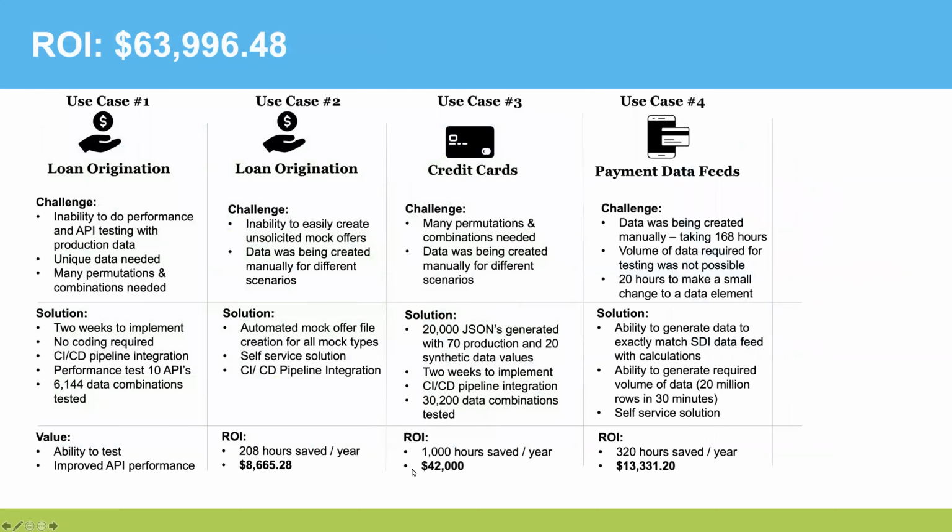And then just to put some specifics on it, here from a financial services customer, again, here are 4 use cases, and you add this up, and again, there are hundreds of use cases for a larger enterprise, but just from these 4 use cases, you can see 208 hours saved here, 8,000, 1,000 hours, 42,000, 320 hours saved per year, 13,000. So just from these 3 use cases, about $64,000 a year being saved. So very, very compelling ROI.